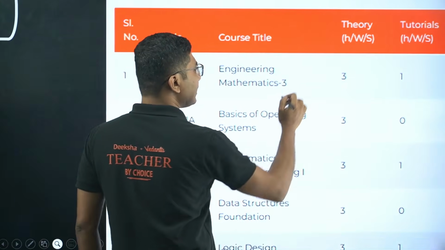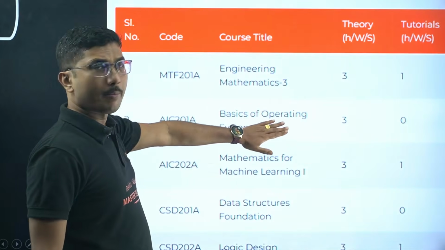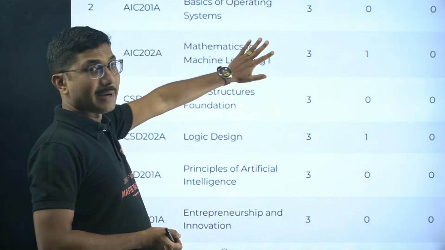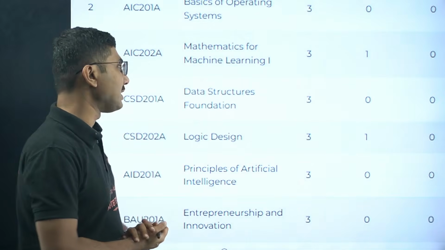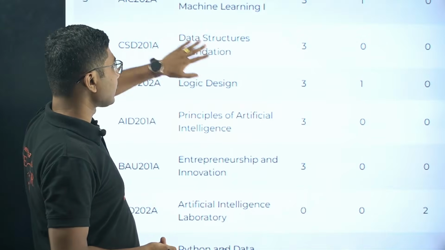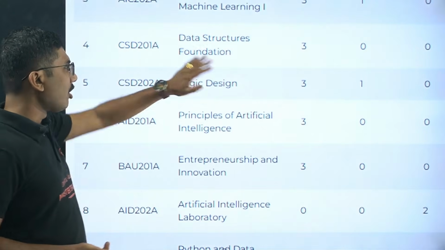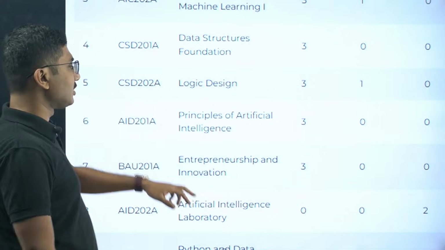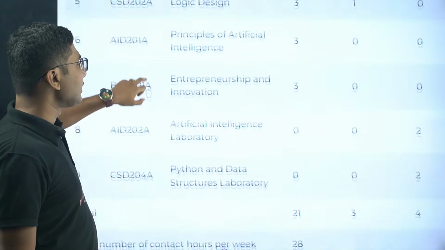Engineering mathematics 3 is common. Okay, basics of operating system, mathematics for machine learning 1. So this is a mathematics heavy subject. AIML is a mathematics heavy subject. So mathematics for machine learning, data structure foundation, again I think this is common. Logic design is common. Principles of artificial intelligence, this is specifically for AI students.